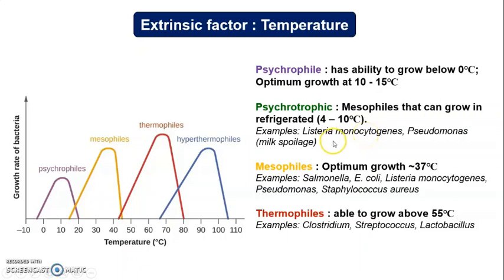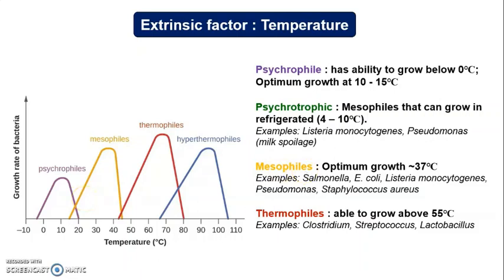Food that is refrigerated can only stand for a definite number of days. For example, milk, you can only store for a couple of days. After that, spoilage microorganisms can still grow, such as Listeria monocytogenes and Pseudomonas, which cause the milk to spoil. Technically, by refrigerating food, we can only extend the shelf life of the food by avoiding the growth of most spoilage microorganisms, which are mesophiles.